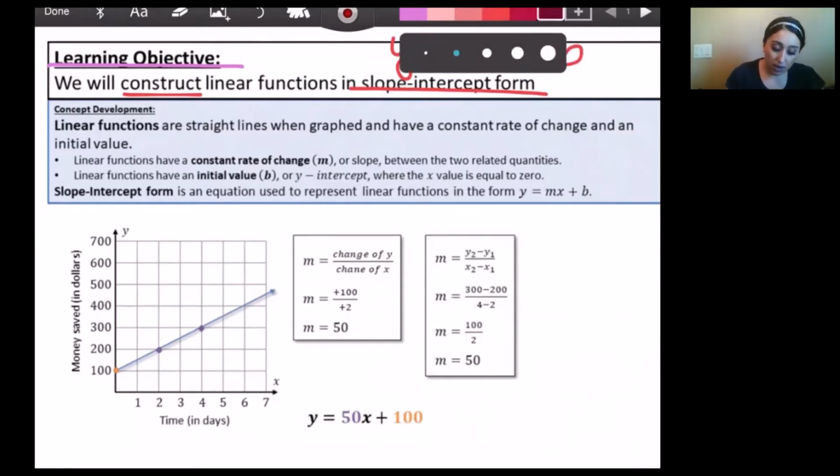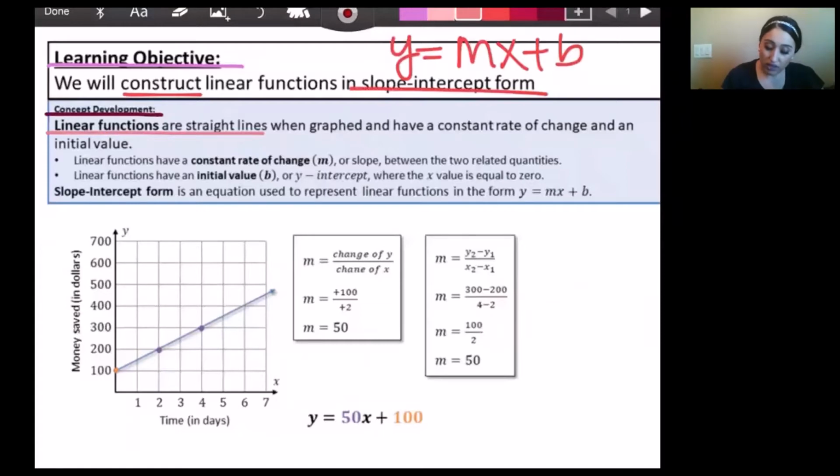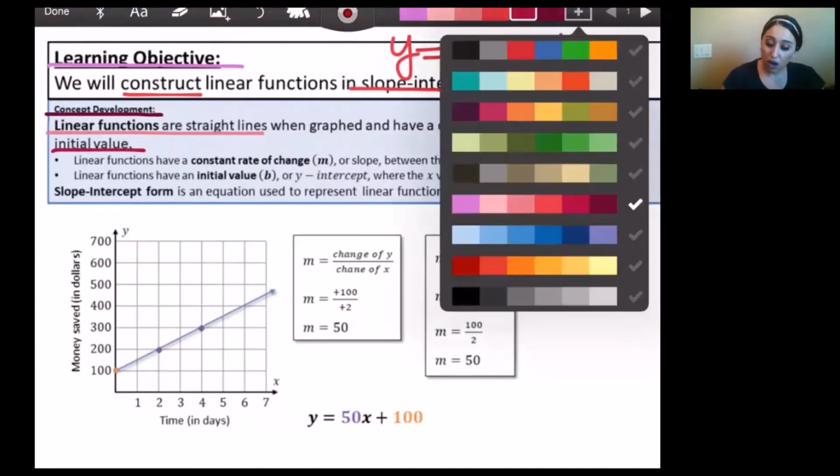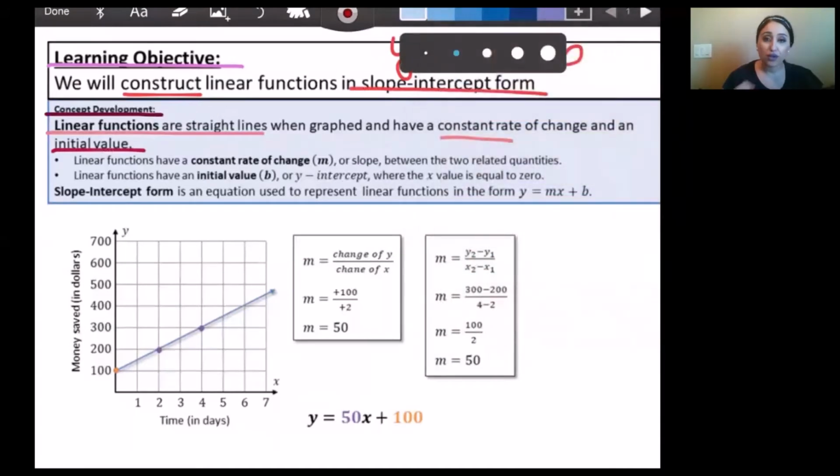I have my concept development where linear functions are a straight line that when graphed, they have a constant rate of change and they have an initial value. So if you forgot what each part represents in y equals mx plus b, I need to review that so that you're prepared for this lesson.